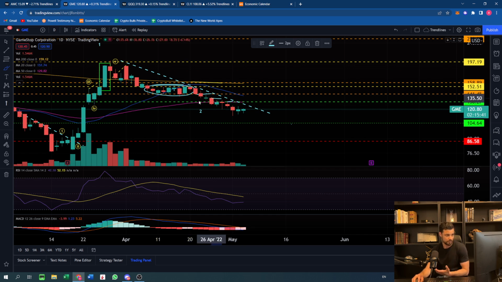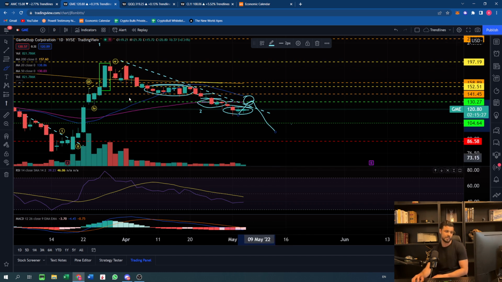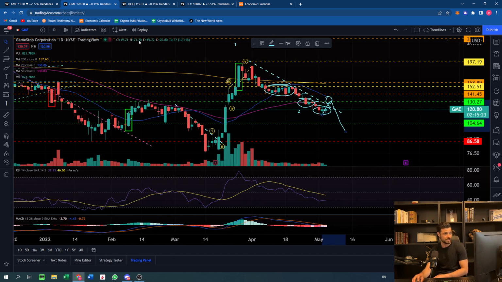Right now GME is consolidating horizontally. So here it's been 3 days we are not moving. For me, the level to close above is 130. As long as we are below that, bears in control. So that's pretty much it, guys.